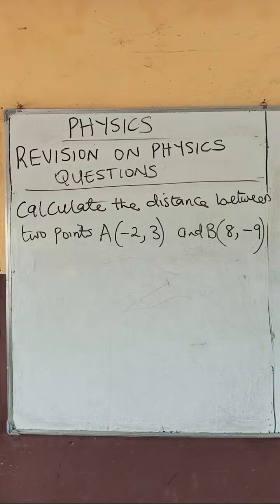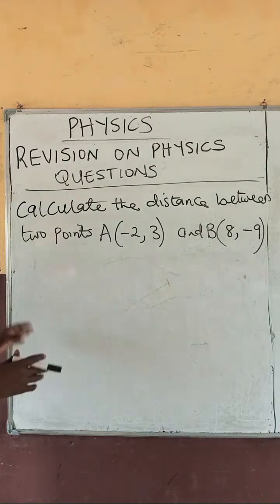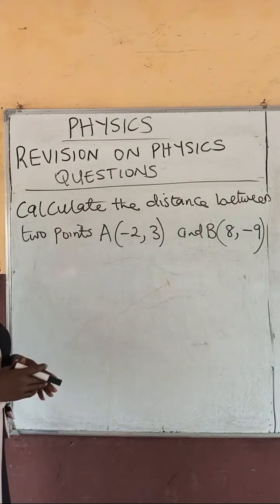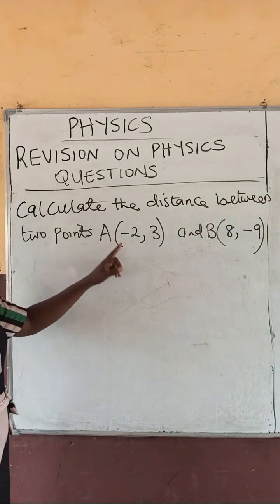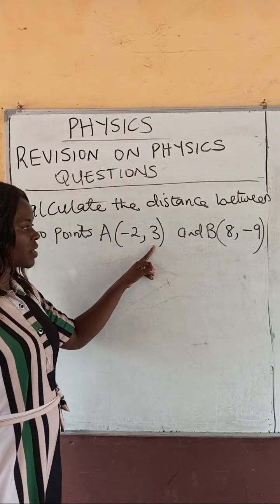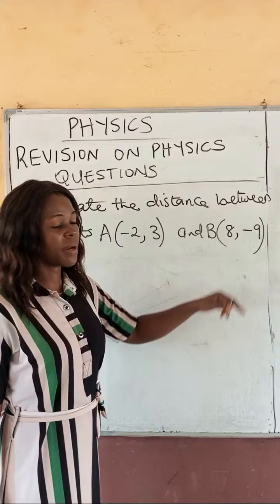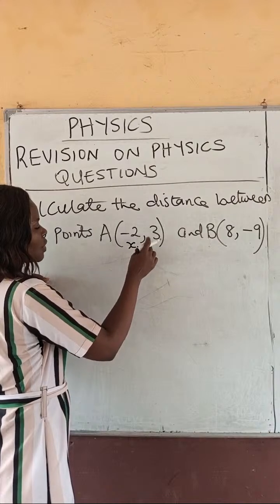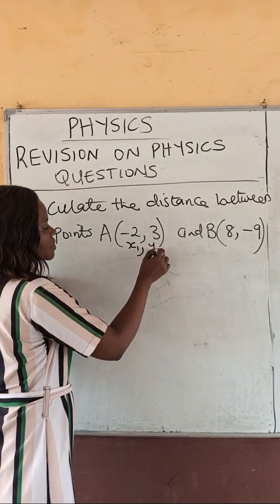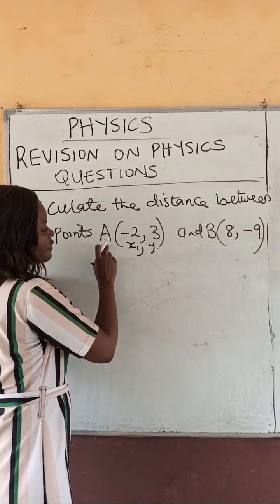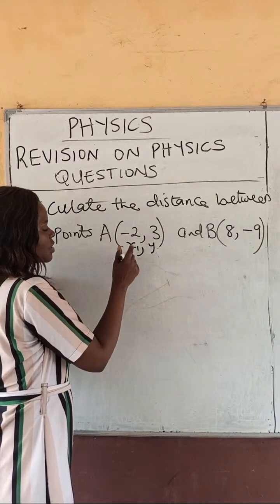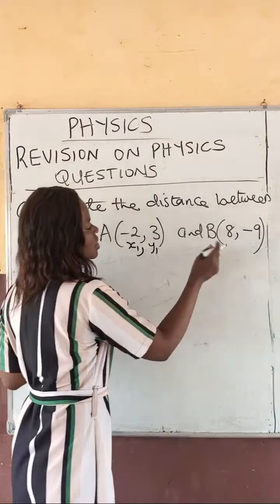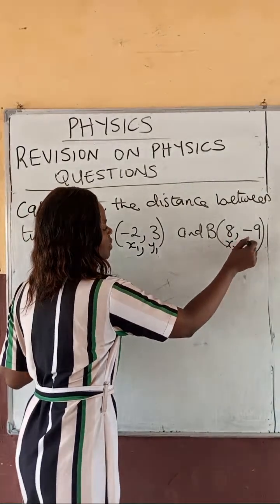All right, so let's solve together. The question says, calculate the distance between 2 points, okay? I have A (-2, 3) and B (8, -9), okay? So this is the first point, my x1 and y1. This is the second point, I have x2 and y2.